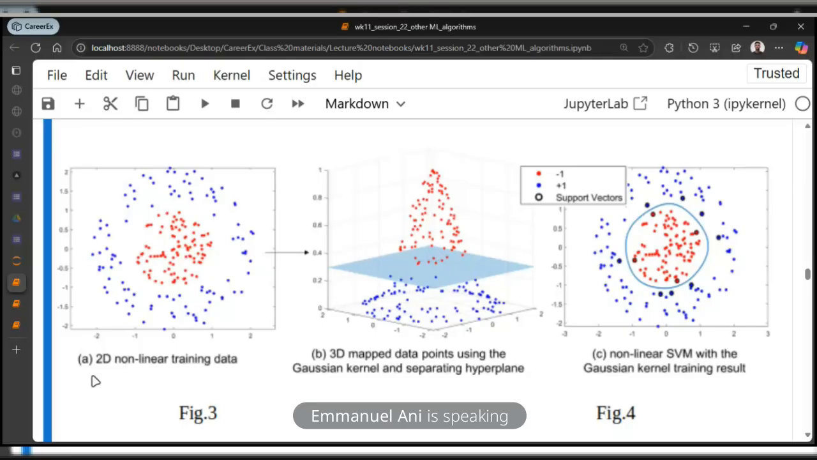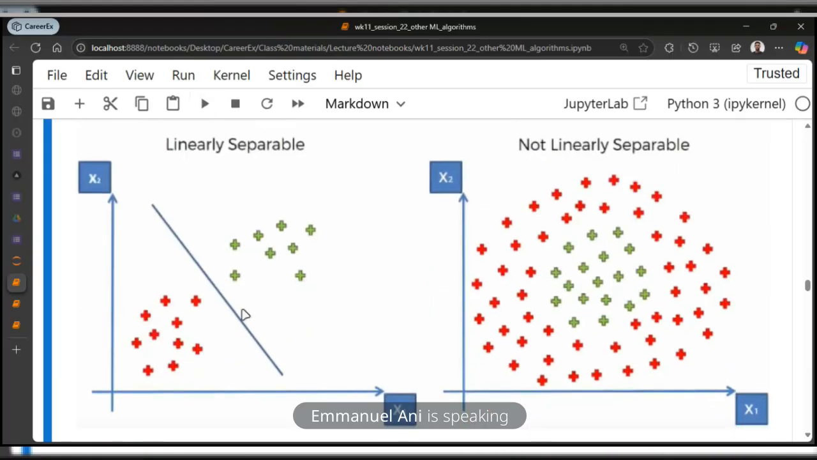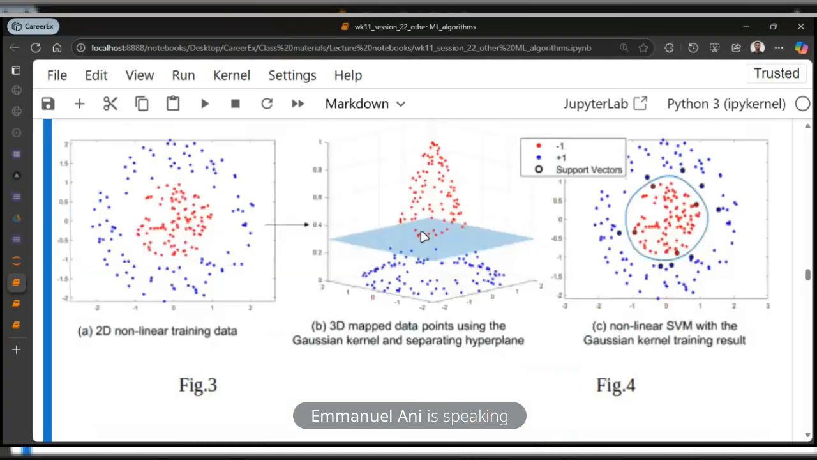So you can see this first diagram is two-dimensional non-linear training data. This one is a 3D mapped data point using Gaussian KNN and a separating hyperplane. And then this is non-linear SVM with the Gaussian KNN. All these things are just trying to explain how to apply the KNN trick. This is really some visualization on linearly separable data, which you can see here, where a single line can separate them. But non-linearly separable data is something you cannot separate with a line, so you have to apply the KNN trick to this particular data set so you can have a good hyperplane. All right, that is as simple as that.